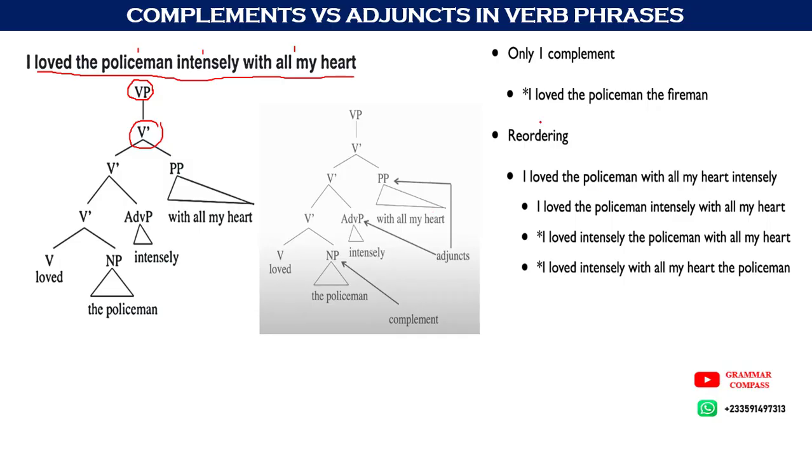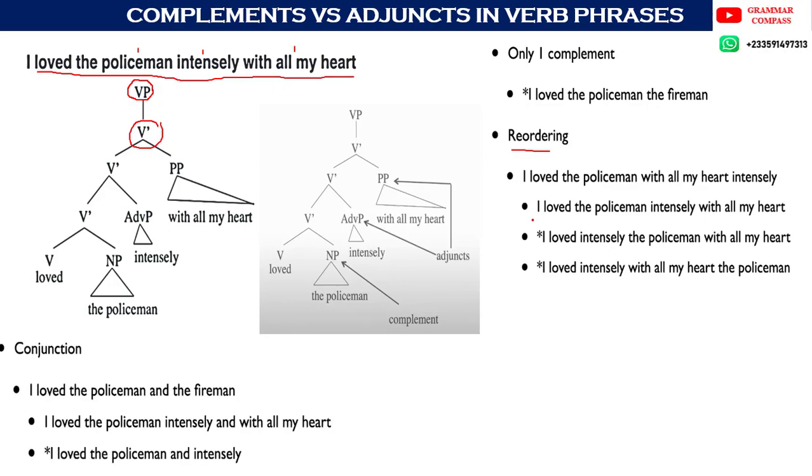The adjuncts we know can be reordered. So if we are using the reordering to determine the adjuncts, then we will try to reorder the phrases in a sentence. You can say that I loved the policeman with all my heart intensely, or I loved the policeman intensely with all my heart. So it means that intensely and with all my heart are adjuncts. They must be daughters of V-bar and sisters to V-bar. You cannot reorder the complements. This helps us to know which one is the complement and which one is the adjunct.